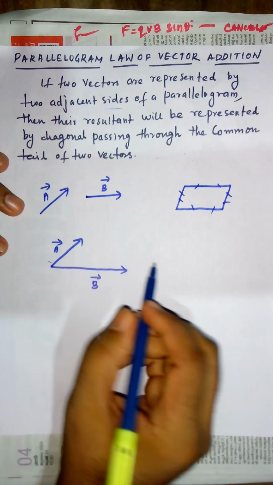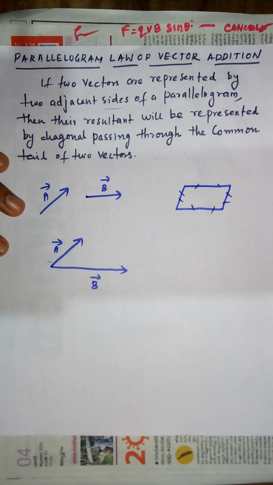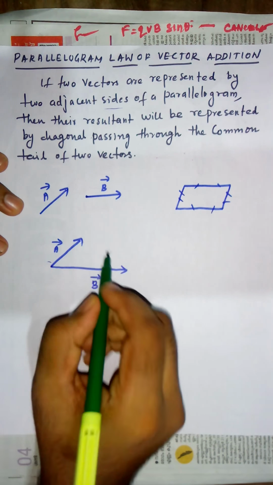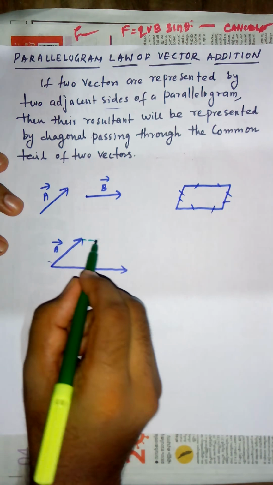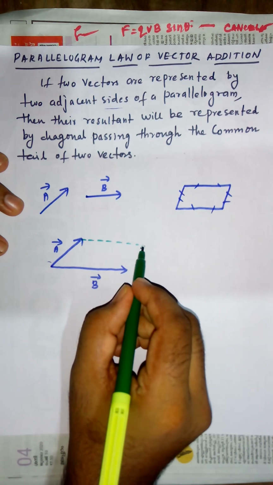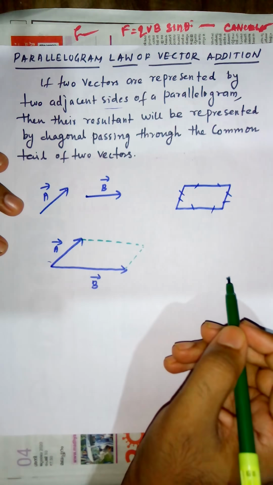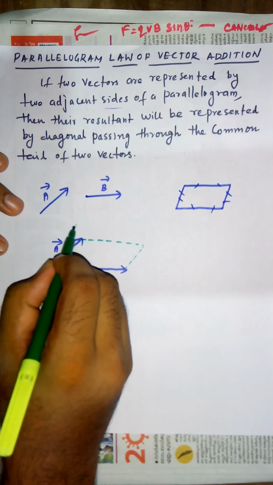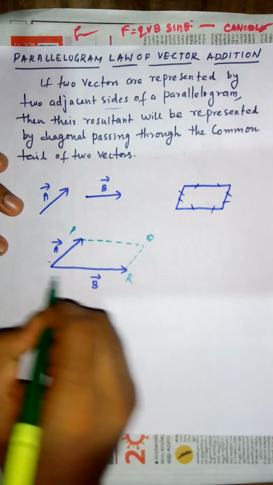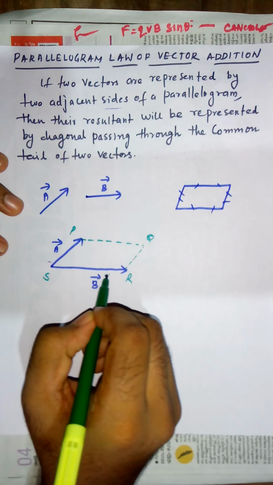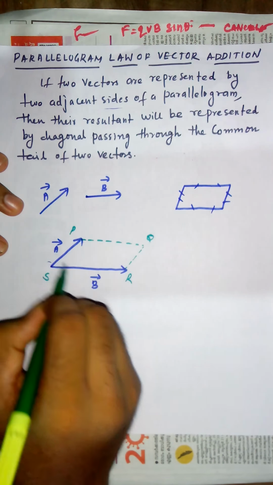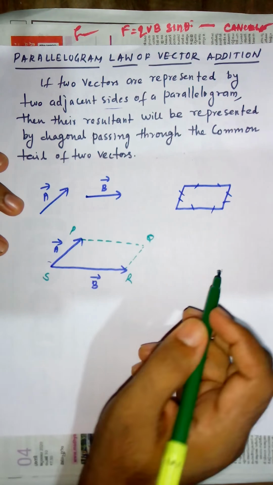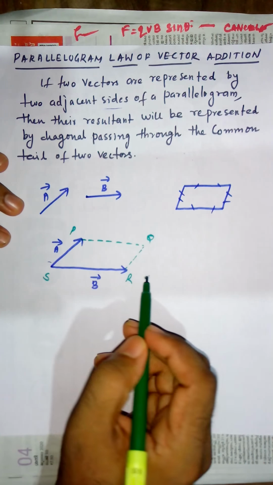Okay, now if I complete this as a parallelogram by providing the other two sides, it will come like this, right? So this is a parallelogram now, right? I can give it the names PQRS. So this is a parallelogram. Two adjacent sides are a and b. Okay, right. So a and b are two vectors.